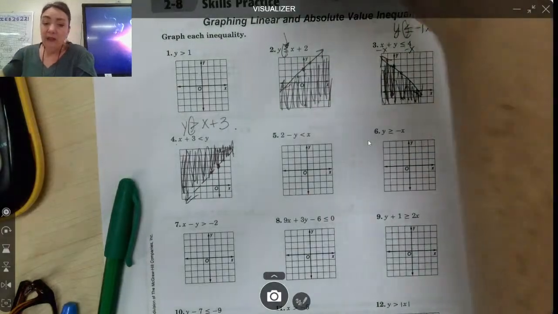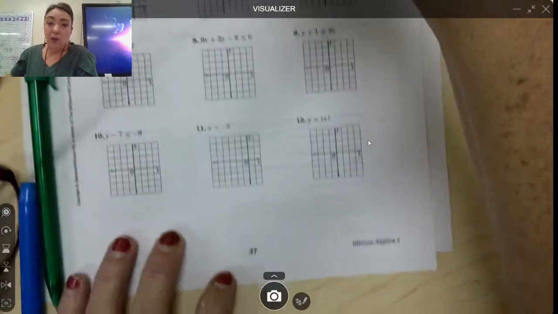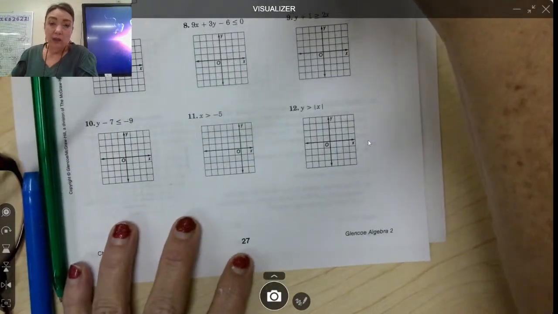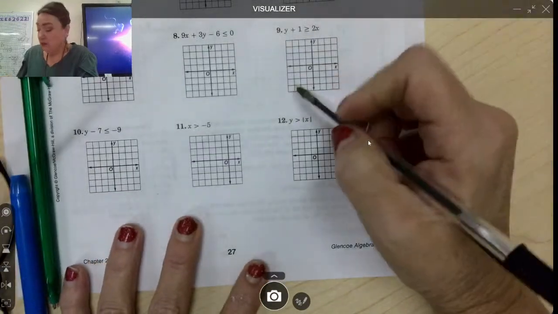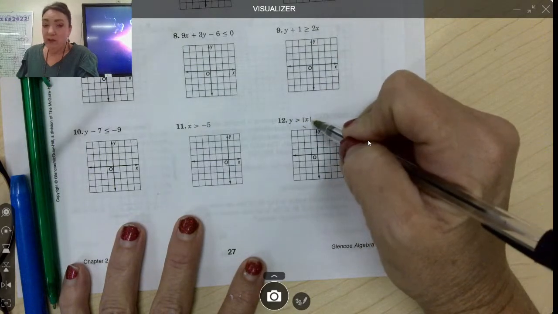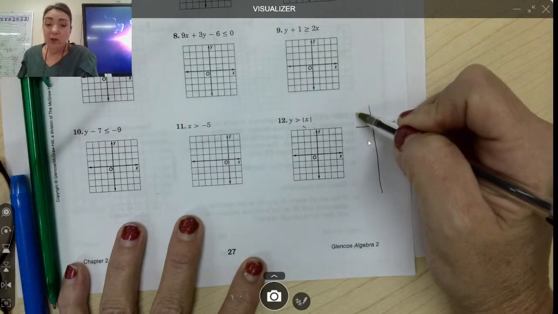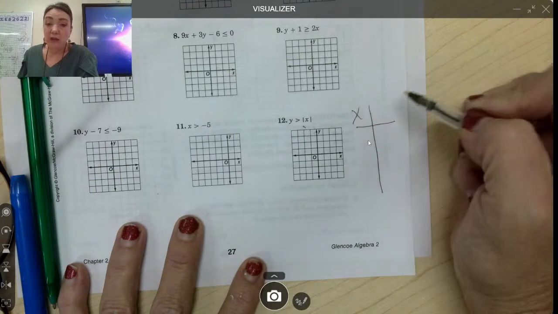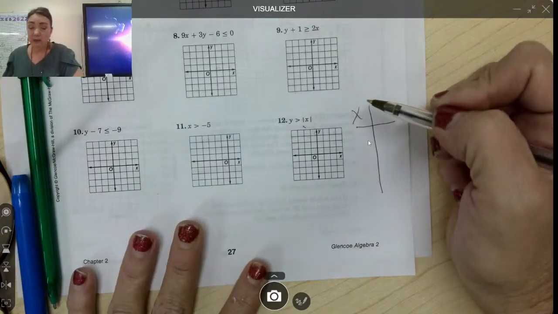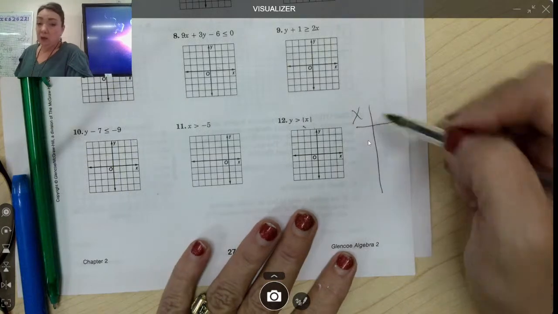All right? Now let's talk about if it's an absolute value. So we literally have one absolute value on this, down here. This is y is greater than the absolute value of x. Now you could make a t-chart, and remember you can do a t-chart on your calculator by putting that equation in, right? So you could put your equation in and use your calculator to make a t-chart.